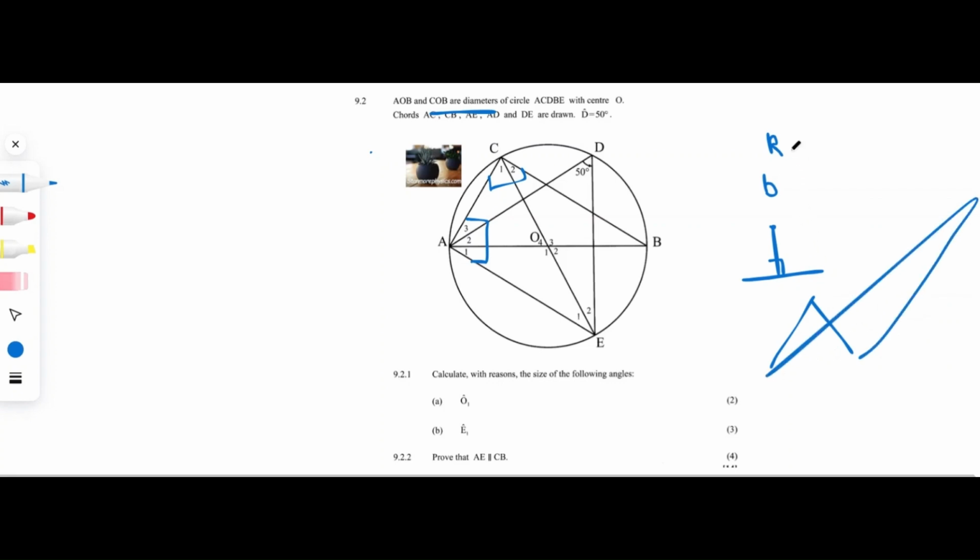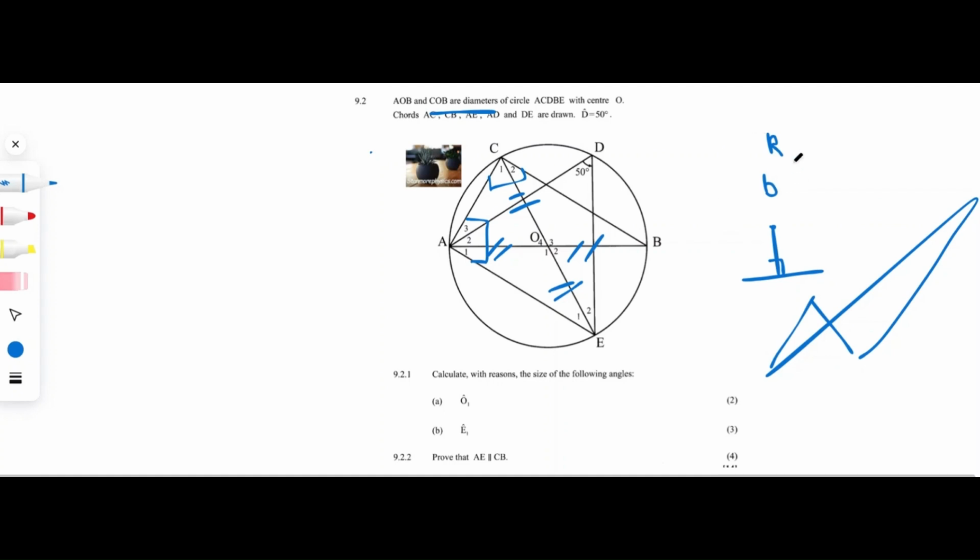So now we want to identify the radii. A radius is a line that stems from the center and touches the circumference of the circle. So OA is a radius, OB is a radius, OC is a radius, OE is also a radius. What we want to do is identify the theorem that is applicable to this question. Now we've identified all our radii.